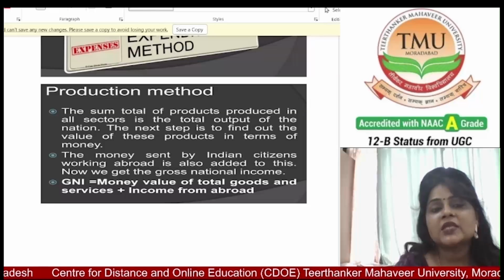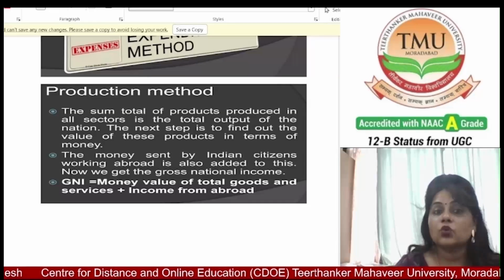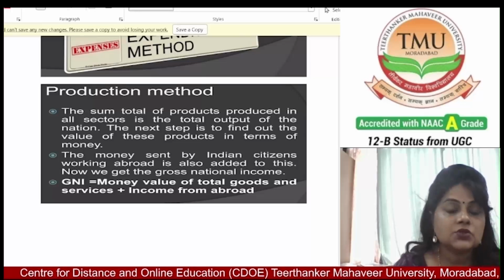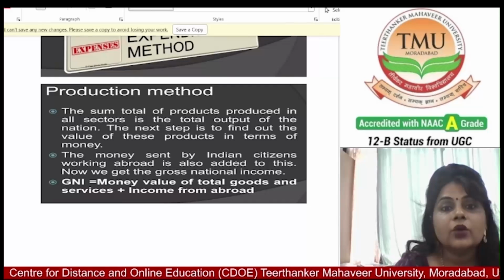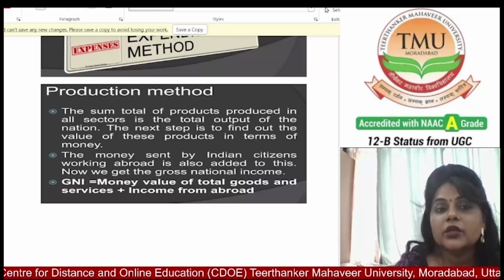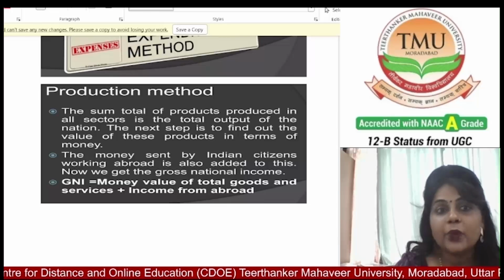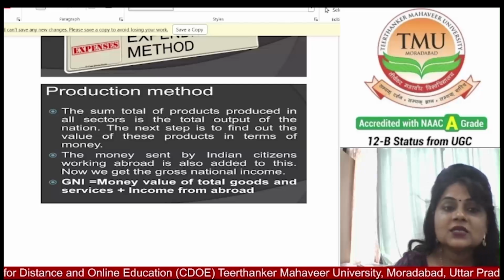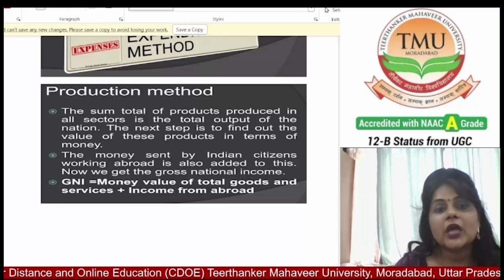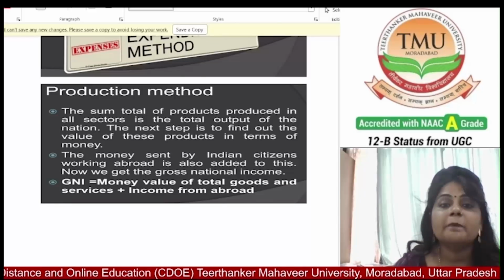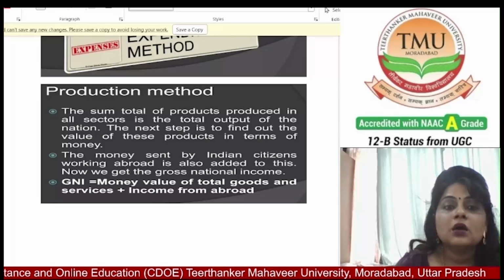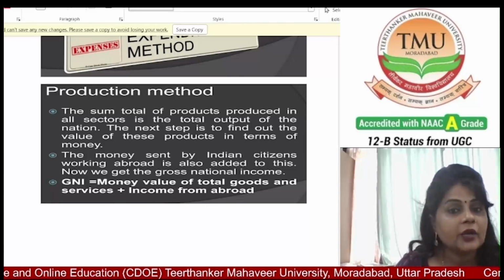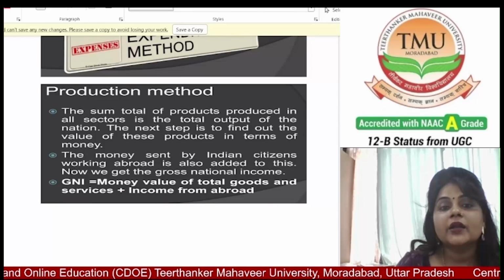So there are many steps for calculating national income through the value added method, as follows. The first step is to recognize and put all the producing units of an economy into primary, secondary, and tertiary sectors. Next, the second step is to calculate the gross value added at market price for each sector.